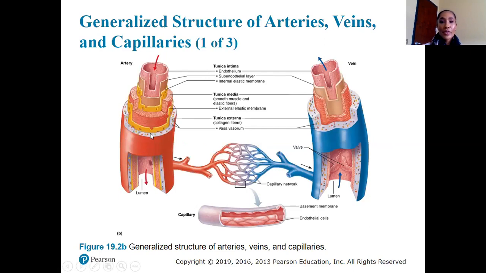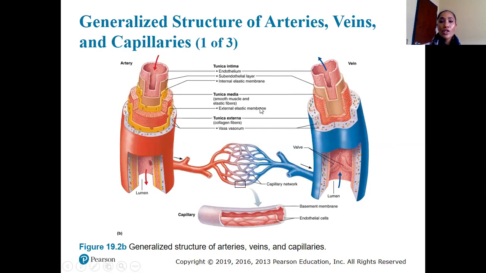Now, if we look at the three layers, here's our tunica externa. Notice that the externa is a little bit larger in veins as well. Then we have the tunica media, that middle layer. Notice that the tunica media is much thicker in arteries than it is in veins. And then here we have the tunica intima, which is going to be all three of these layers in arteries, and then two of these layers in veins.